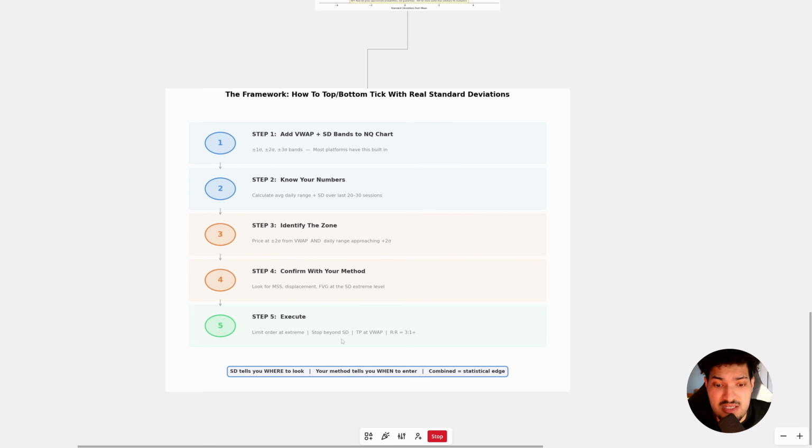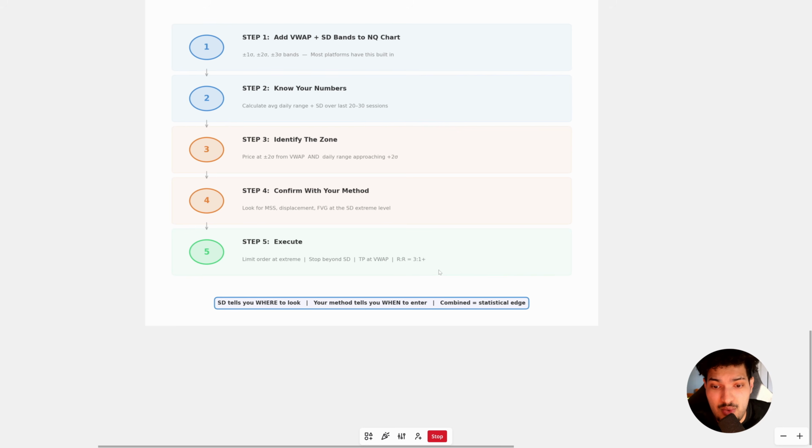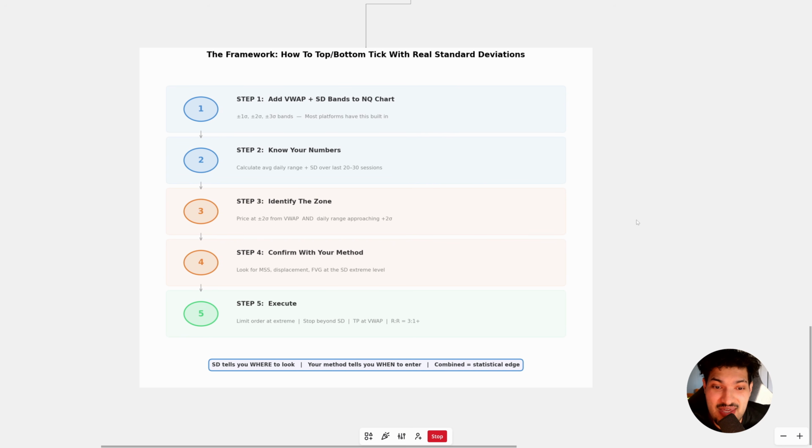Limit order extreme, stop beyond the level, TP at VWAP, and then you can get like a 1 to 3, a 1 to 4 on that. This is quite literally a probabilistic 100% better way to consistently top and bottom tick, and even have a fighting chance of top and bottom ticking the market.